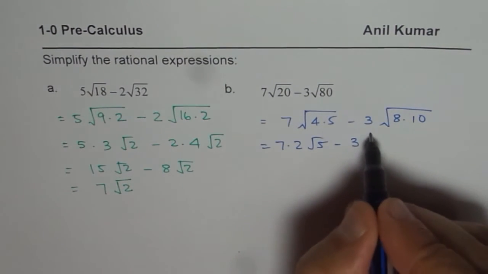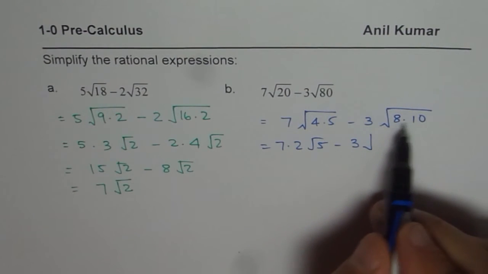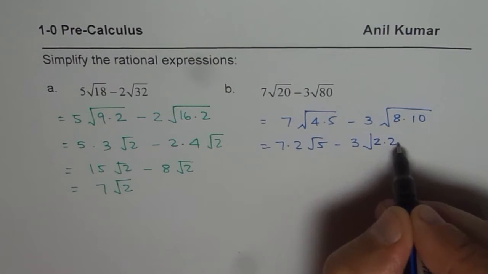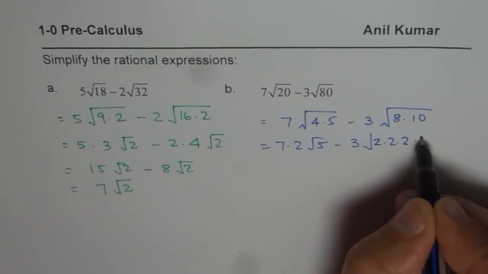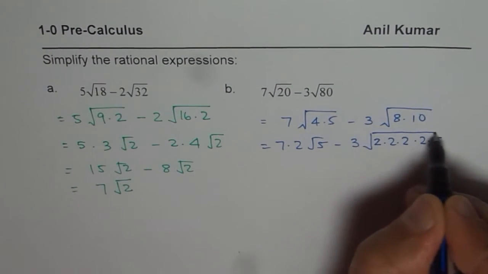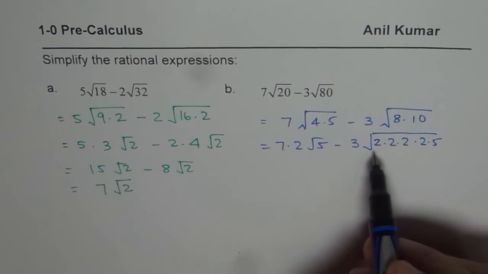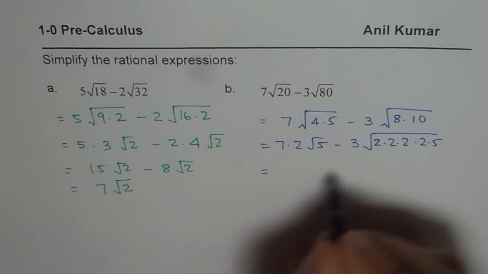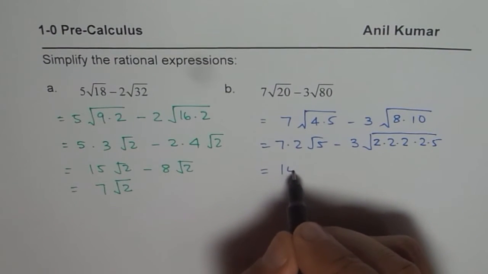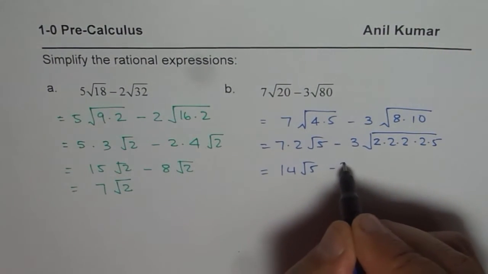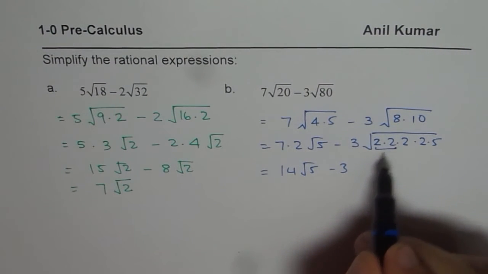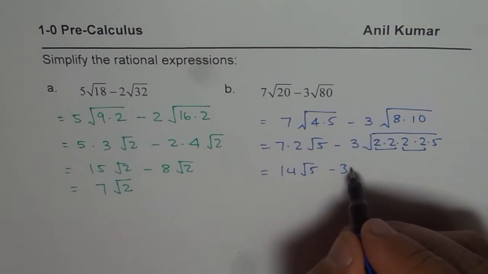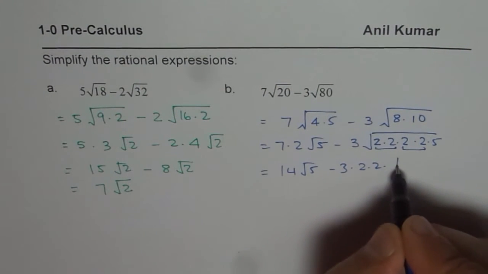Now, in such cases, we can write them in their prime factors. So 8's factors are, for example, 2 times 2 times 2, and 10's factors are 2 times 5. Do you see that? So even if you write them as prime factors, it helps you to simplify. I hope now you got the point. 7 times 2 is 14, so we'll get 14 square root 5. Here what do we get? We can combine two 2's, take 1 out, another two 2's, take another 2 out. So what we get here is 3 times 2 times 2 square root 5.